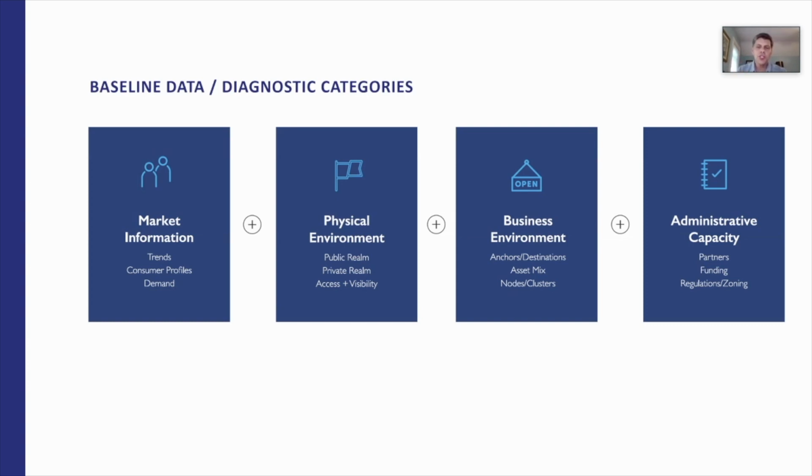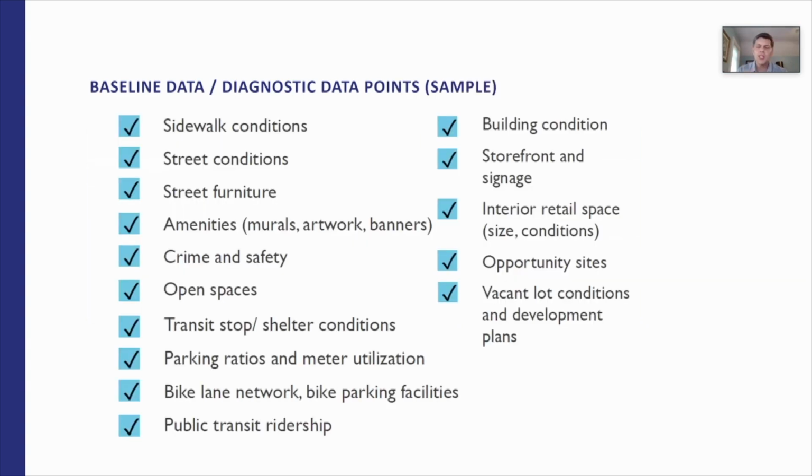Some basic information about the market of customers and people who use Brant Rock, stories about the physical environment, the actual private business environment, and also the administrative capacity of the town and other organizations to support the economic revitalization of Brant Rock. The next slide is just a quick list of a subset of all the types of data, and I'm not going to review all of this with you. There's many, many more check marks.